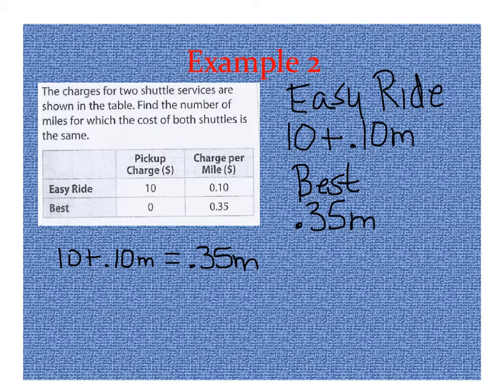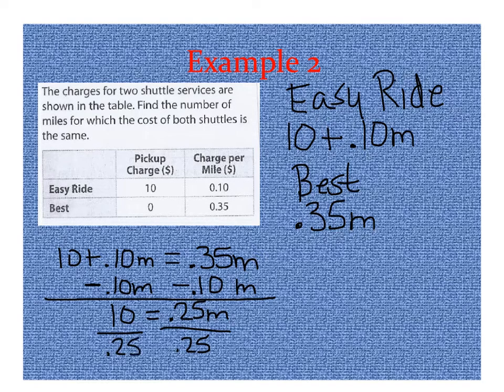Now, again, we have to get our variables on one side of the equation. Since 35 cents m is on one side all by itself, then let's subtract our 10 cents m from both sides. And that way, we have the variables on one side of the equation and the constant on the other. So now we're left with 10 equals 25 cents m. And again, in order to get m by itself, we have to divide by 25 cents. And now when you do that on your calculator, you should get that m equals 40. So that means that you would have to travel 40 miles in order to pay the same amount at each company.